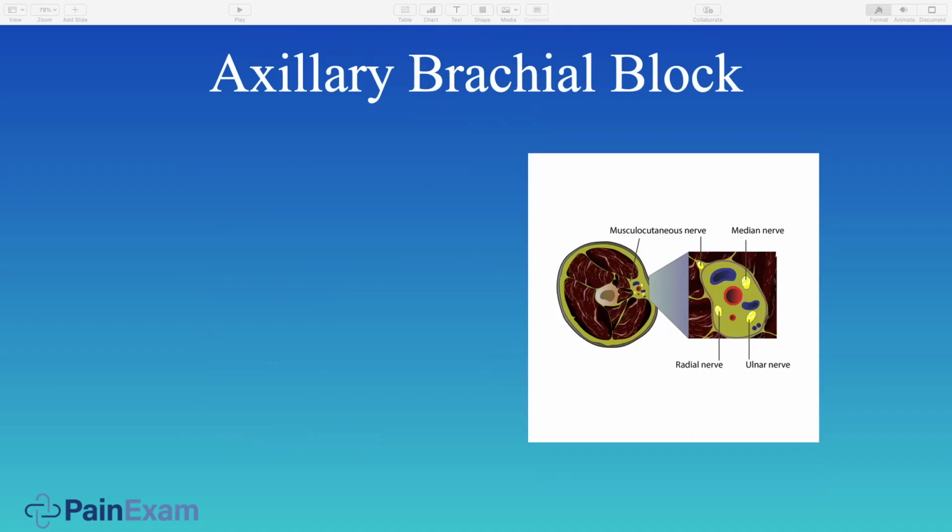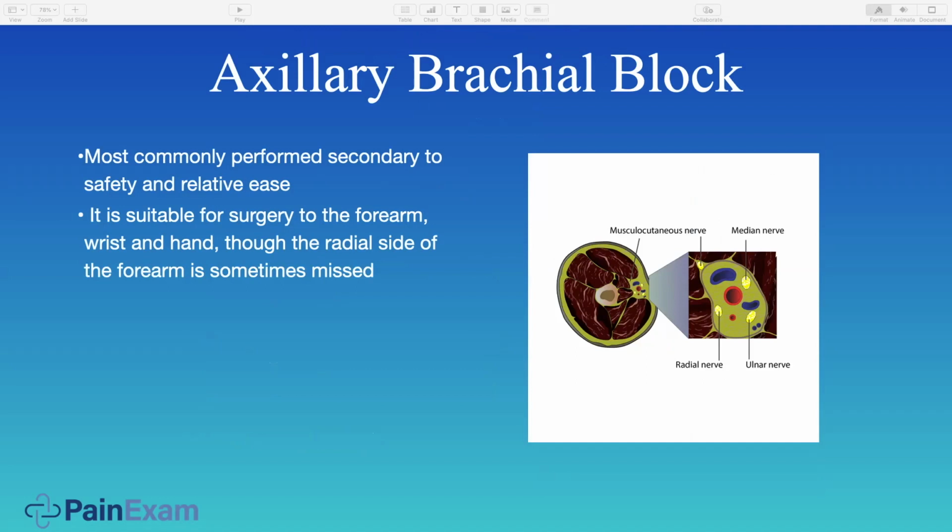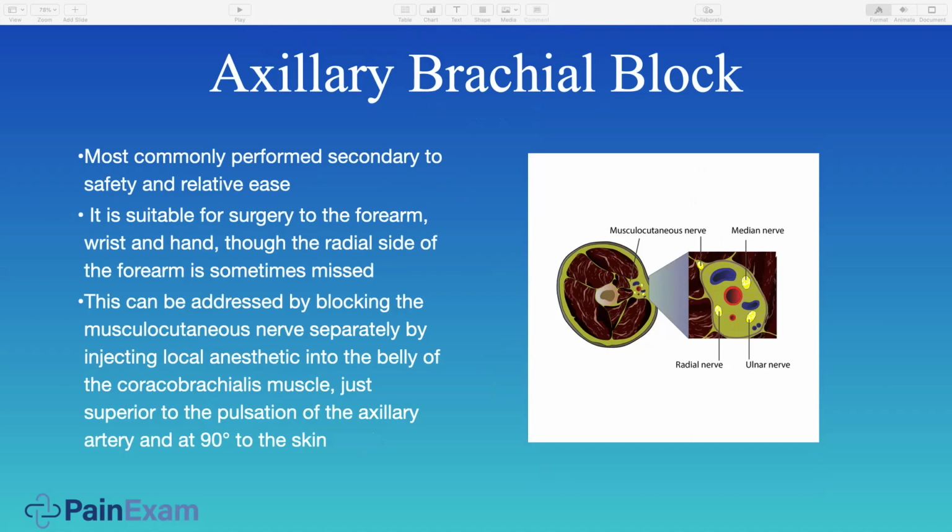Cross section of the nerves here. You have the artery, the radial nerve, once again, deep to it. The median nerve is over here. This is an easy block to perform. The ulnar nerve is more lateral, or inferior, I should say. And once again, you want to get the musculocutaneous nerve in the body of the coracobrachialis muscle.